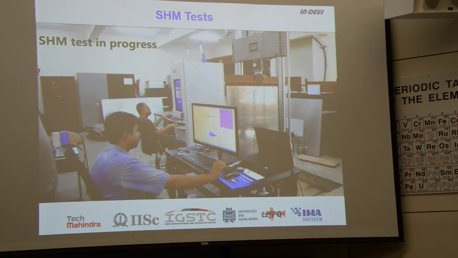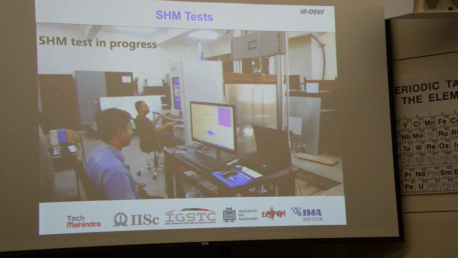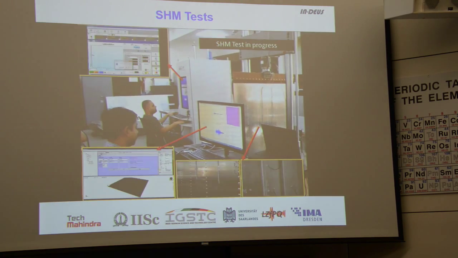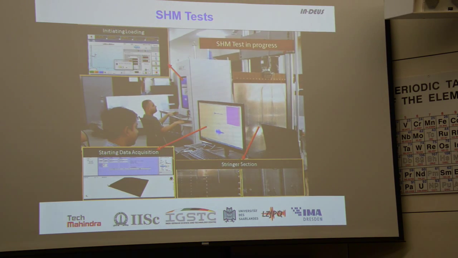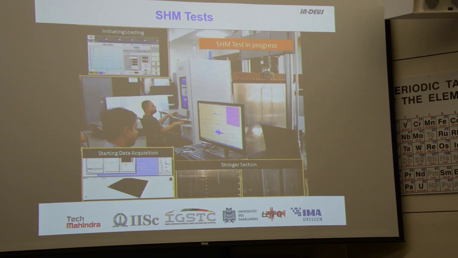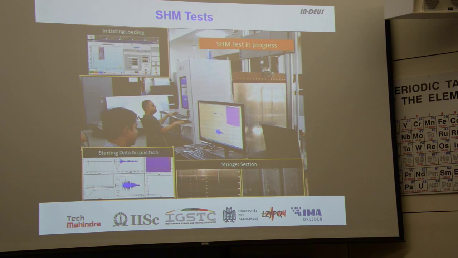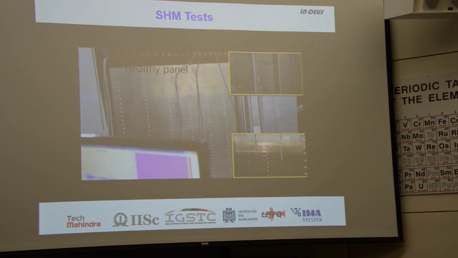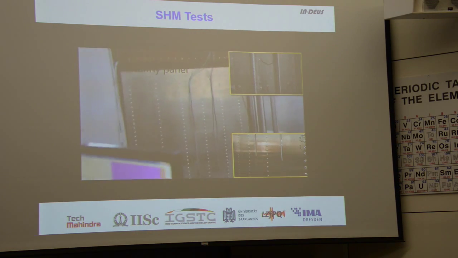We now start with the SHM test process. The tool that we developed can do both the simulation as well as real-time data recording. So as you can see, we just initiated the loading, and we are also starting with the data acquisition. The loading is happening right now. As the loading happens, we collect data in real time.